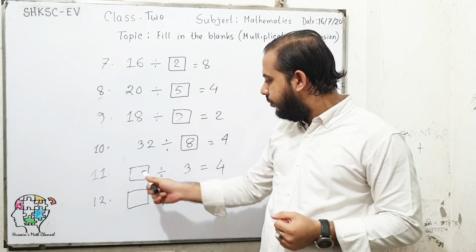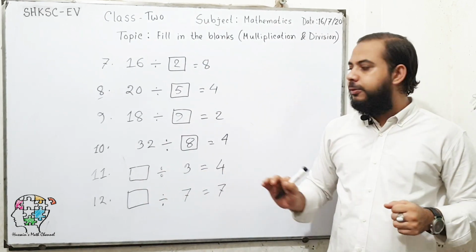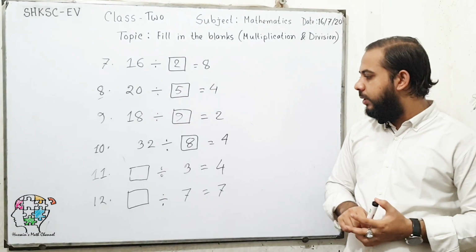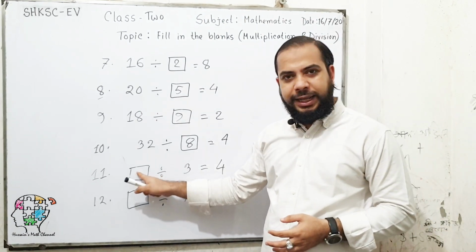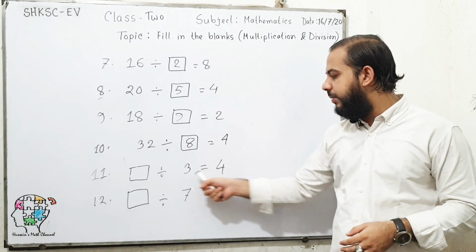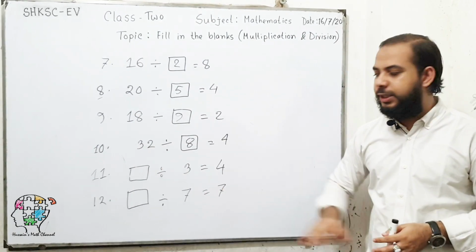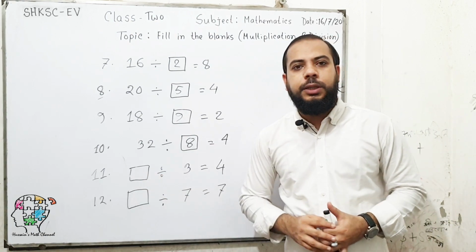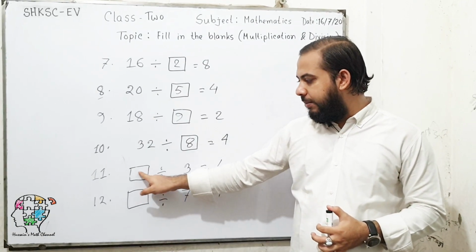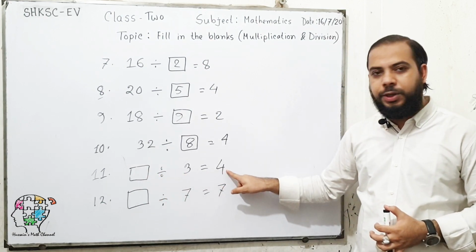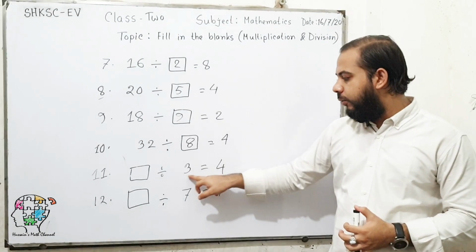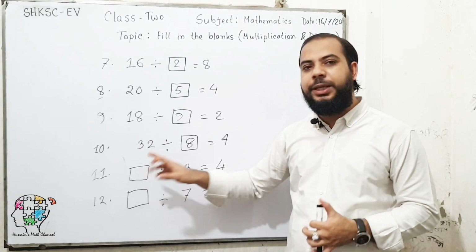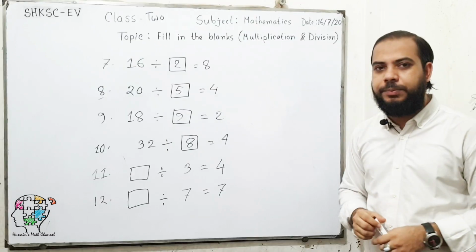Now, if the blank is in the first position, how can we do these problems? If blank is in the first position, then you just multiply the two smaller numbers. If you multiply these two numbers, you can find the bigger number, because bigger number divided by smaller number is equal to the smaller number. So this first number will be the largest number of this question.